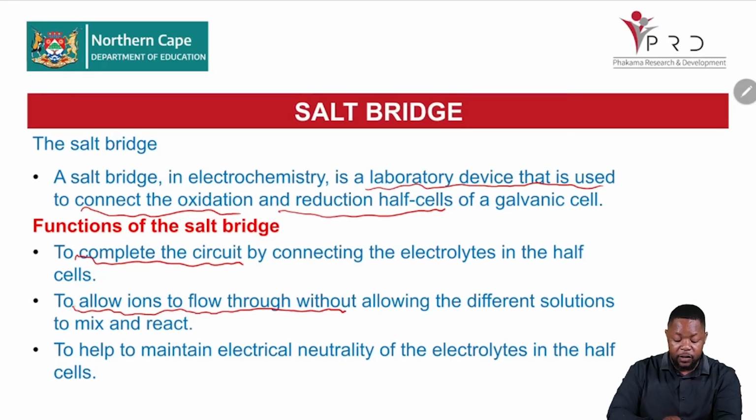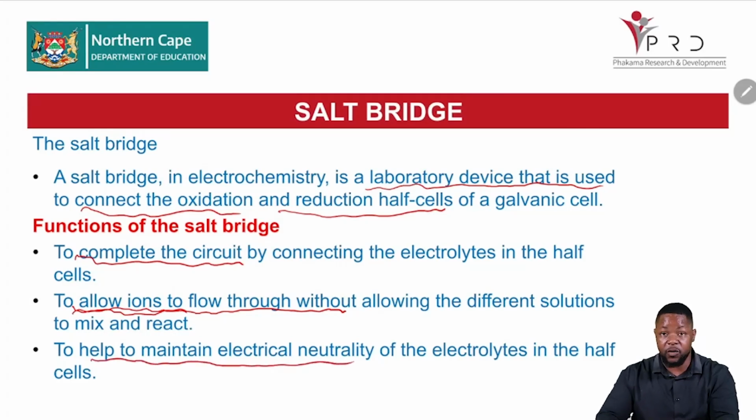And as the ions move, just remember that the negative ions migrate to the anode and the positive ions migrate to the cathode. In moving, these ions help maintain electrical neutrality of the electrolytes in the half cells. So that is the salt bridge defined and its functions.